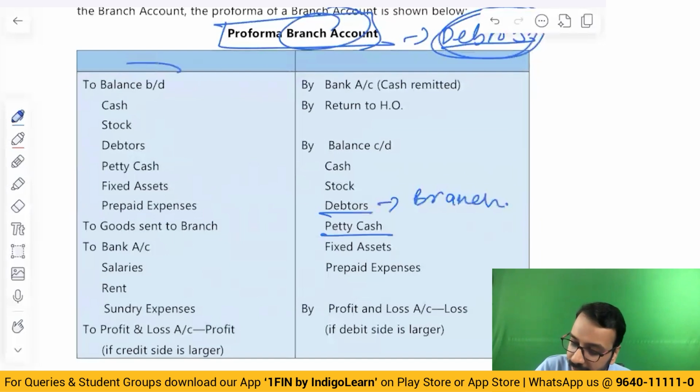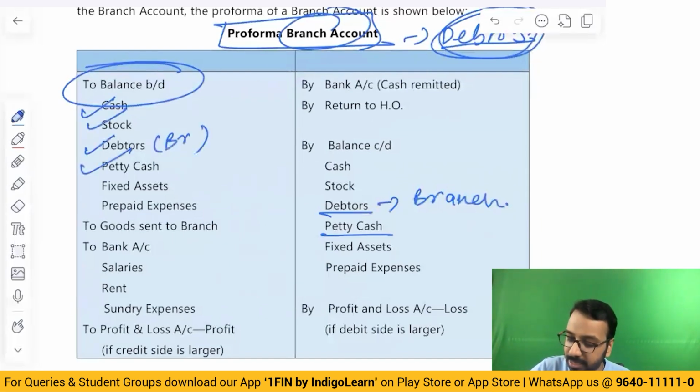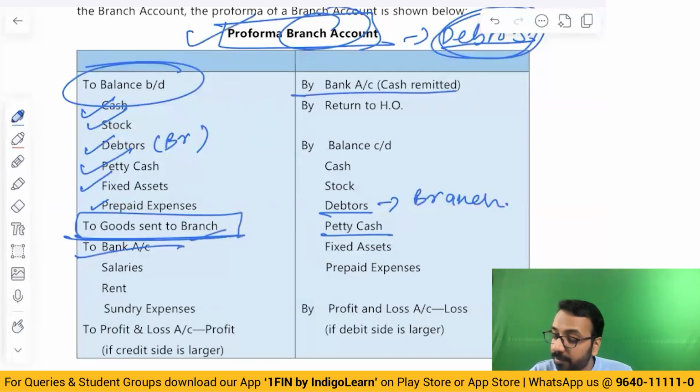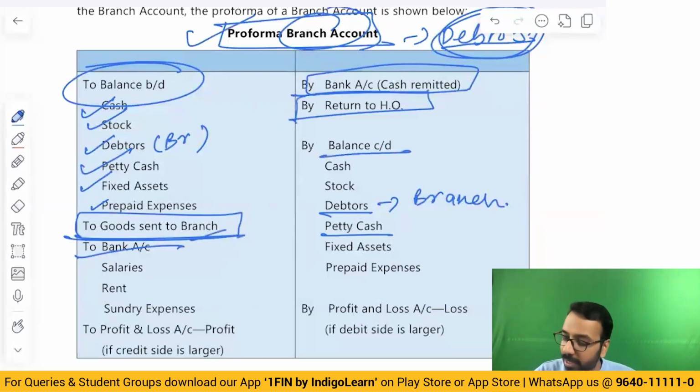Okay, so what we'll do, we'll take the opening balance, cash, stock, debtors. Whose debtors? Branch debtors. Petty cash, any other assets or any asset lying in the balance sheet. And if there is any liability, you'll put it on the credit side also. That is also you need to keep in mind. Okay. Then if we send goods to the branch, we'll debit branch account and do this. If we pay some expenses on behalf of the branch, we will debit the branch account and credit bank. Then if money is received, we'll credit it to bank. If there are returns to head office, by return to head office means goods returned back, closing balance is this.